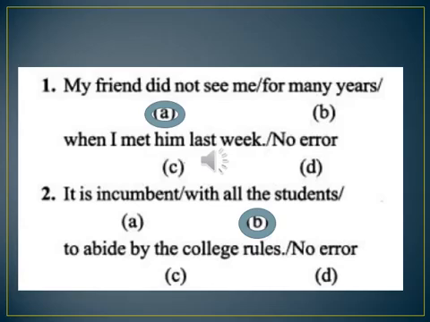Let's take up the second example. It is incumbent with all the students to abide by the college rules. Now here, the answer is B, that means the error is in B. And what is the error there? Preposition with is wrong. So what will come with incumbent? With incumbent, it will be upon. It is incumbent upon all the students to abide by the college rules. So B is the right answer and the error is in the preposition.